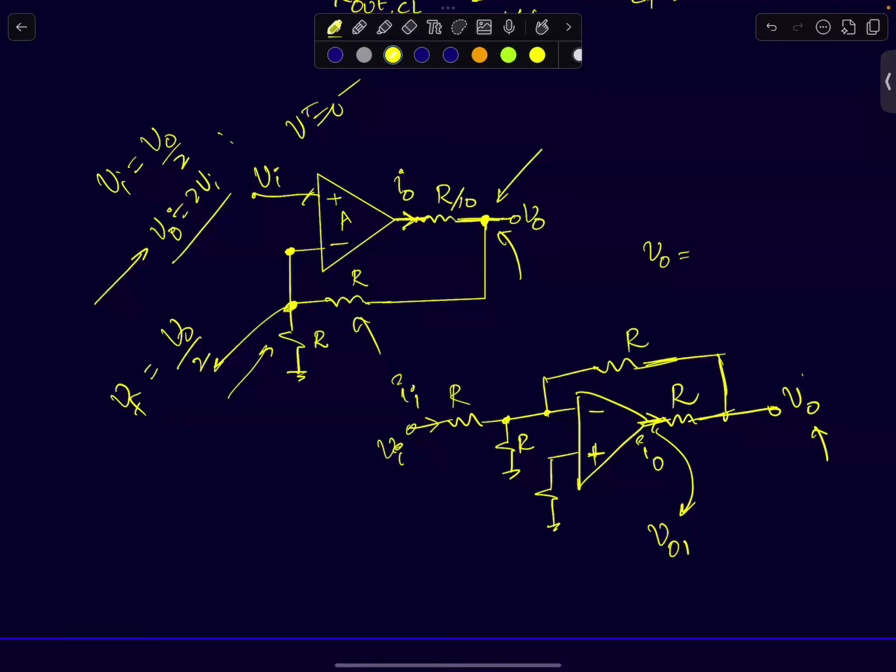So can you guys solve this? Use all the same ideas that we have discussed so far. You have to use all your understanding of the basics of an op-amp circuit. So yeah, use all that and try solving this one.